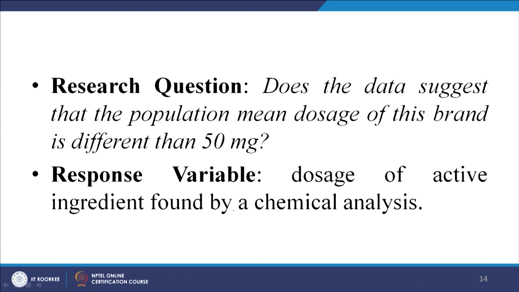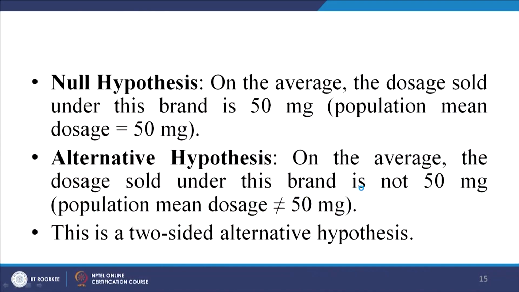What is the response variable you are trying to check? The dosage of active ingredient found by a chemical analysis. This is my response. I am interested in checking the dosage. Now, the null and the alternate. On the average, the dosage sold under this brand is 50 mg. So, population mean is equal to 50 mg, so mu is equal to 50. This is my null hypothesis. I am saying that my dosage under this brand is 50 milligram. What is my alternate? It is not 50 milligram, obviously. On the average, the dosage sold under this brand is not 50 milligram.